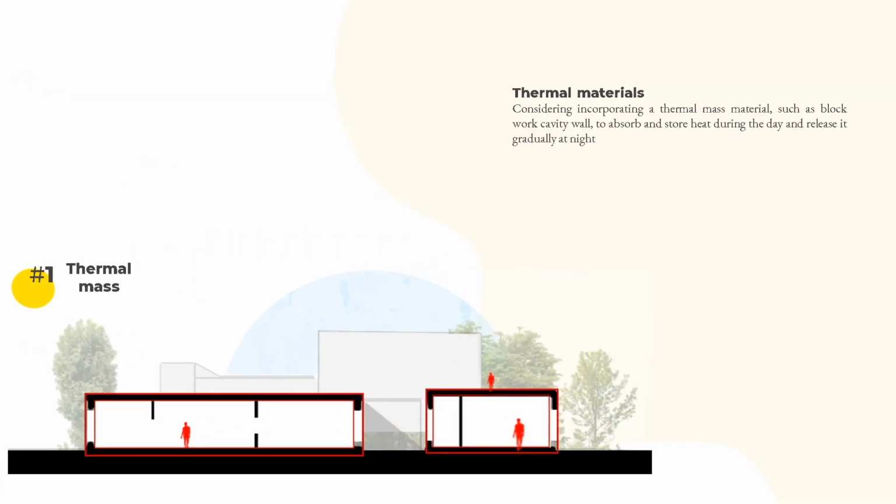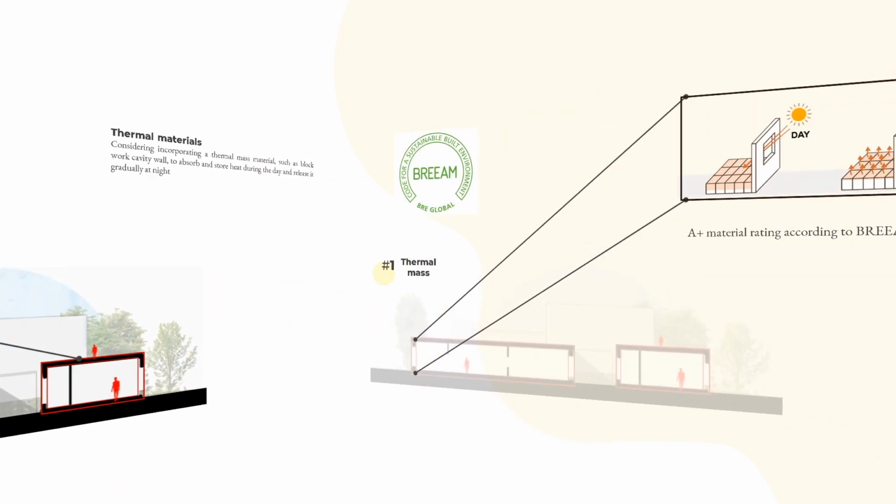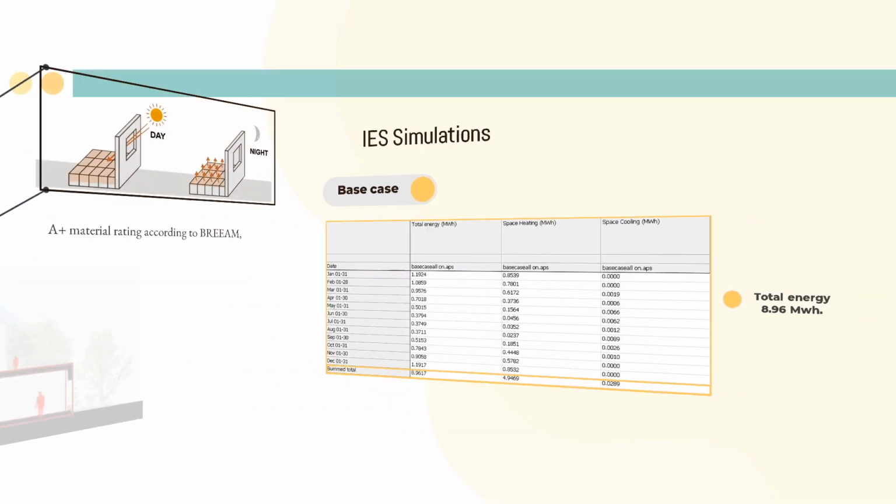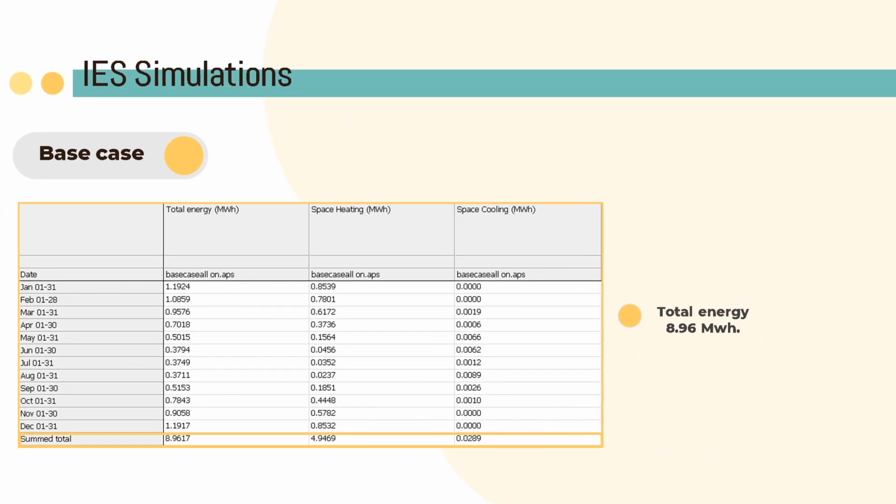Starting with the thermal mass, it incorporates a thermal mass material such as a blockwork cavity wall to absorb and store heat during the day and release it at night gradually, as well as using insulation, because a well-insulated house prevents heat loss. Use high-quality insulation materials in walls, roof, floors, and also the windows. Minimize thermal bridging and maintain a comfortable indoor environment. The base case is showing default construction materials utilized in London without any modification.